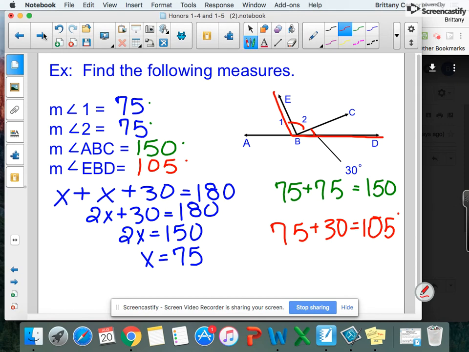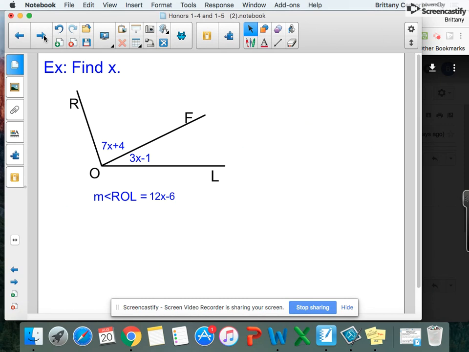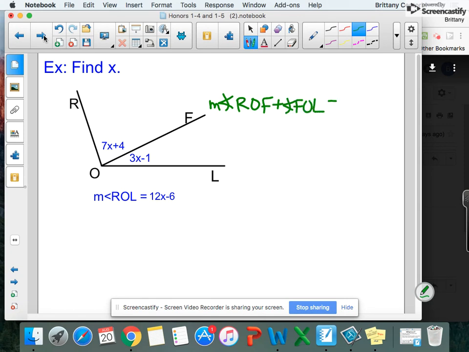And then finally, our last example, we have to find x. So it tells us that angle ROL equals 12x minus 6. So we're first going to write this out in angle addition with the letters. So we're going to have angle ROF plus angle FOL equals angle ROL. And then from here, we can just plug in and solve. So ROF is 7x plus 4 plus FOL is 3x minus 1 equals ROL, which is 12x minus 6.